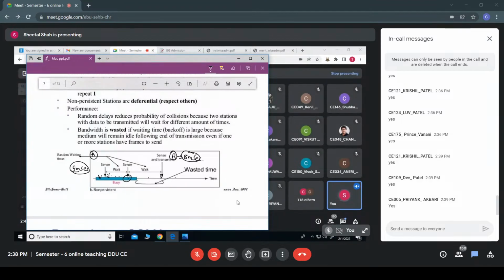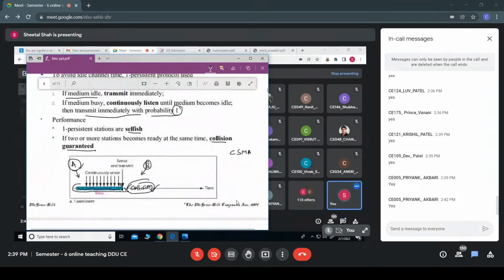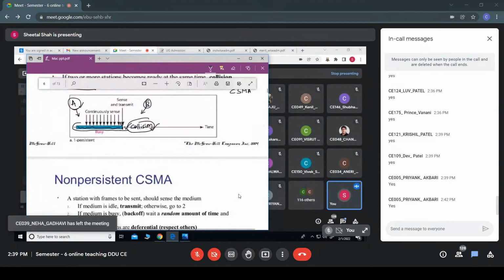Have you understood this? Here you can see that since the waiting period is random, they are picking some random amount of time to wait. So the possibility of collision is now reduced. Whereas in case of one persistent CSMA, since both stations are continuously sensing the channel and both want to transmit the frame, as soon as the channel becomes idle, both of them start transmitting. Whereas here it is not so.